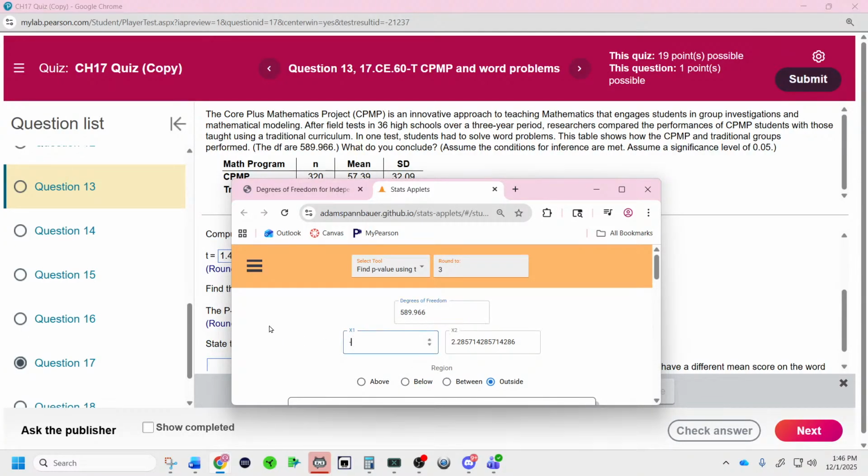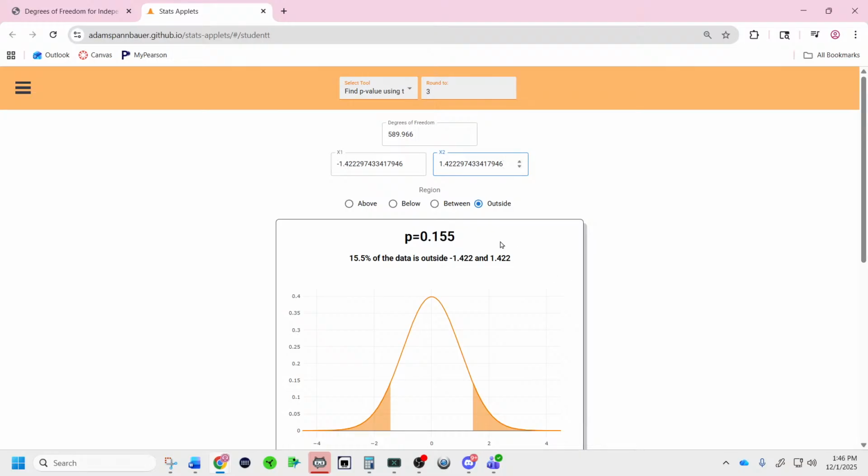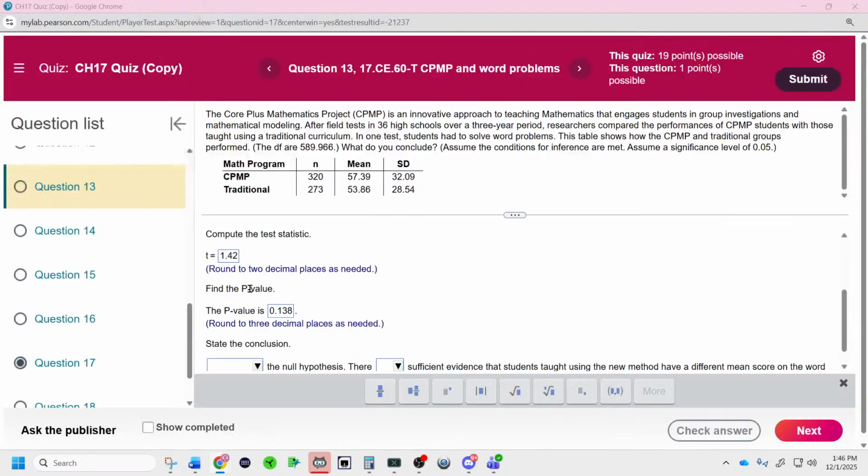We enter in the negative version of the t-score and the positive version because we're doing the two-tailed test. The p-value is 0.155. I was not too close, but not too far off.